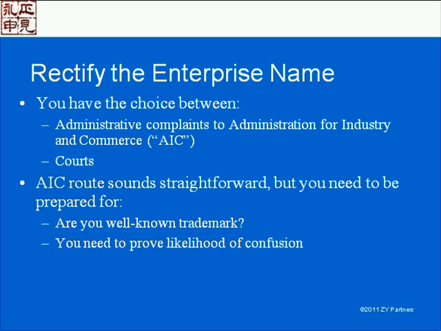Now, how can you deal with this kind of situation? What kind of remedies may you have in China? Basically, in China, there are two approaches to deal with infringements involving enterprise names. The first one is to file administrative complaints to the Administration for Industry and Commerce. This is what we normally call AIC. This is a very important Chinese government agency that deals with IP issues and trademark counterfeiting and all kinds of other regulatory issues. This is what we normally call administrative enforcement.